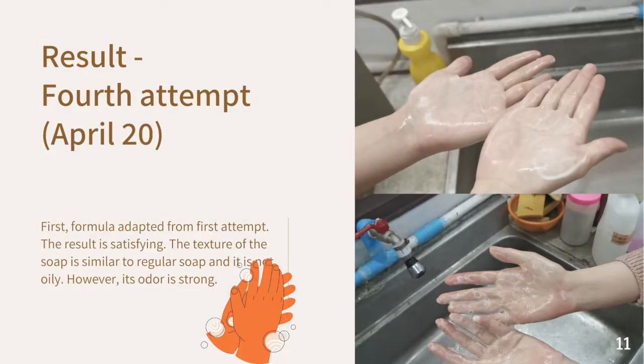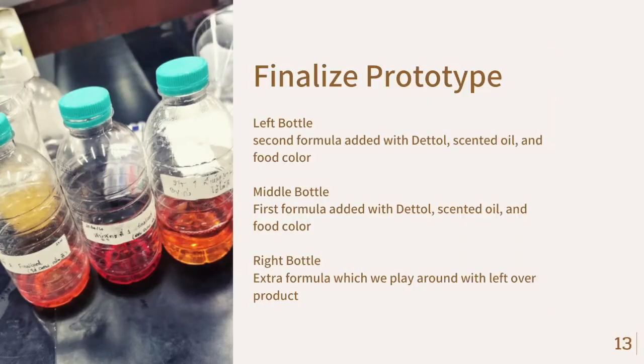Lastly, in Objective 1, we finalize the prototype product. To do that, we add dental, scent oil, and food color into the selected product. For the left bottle, we choose the product from the second formula and then add those three substances that I mentioned. For the middle bottle, we pick the product from the first formula and then add those three again.